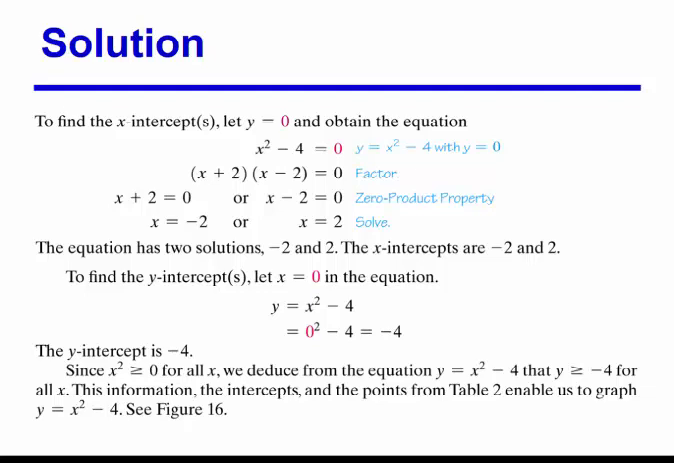To find the y-intercept, we're going to let x equal 0 in the equation and solve for y. So we get y equals 0 squared minus 4, which is negative 4.